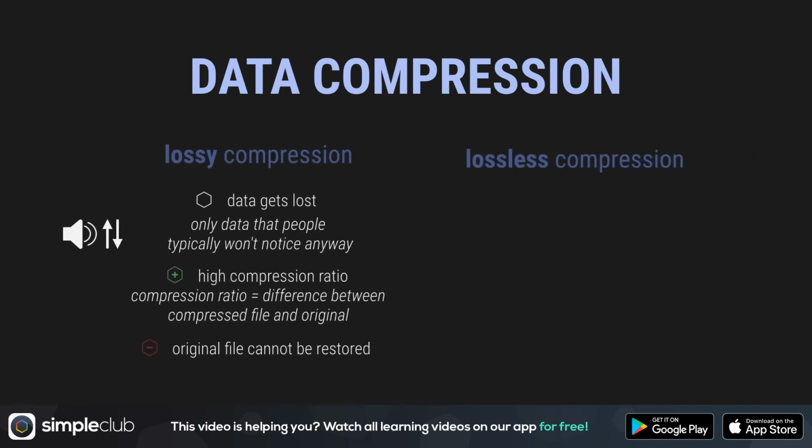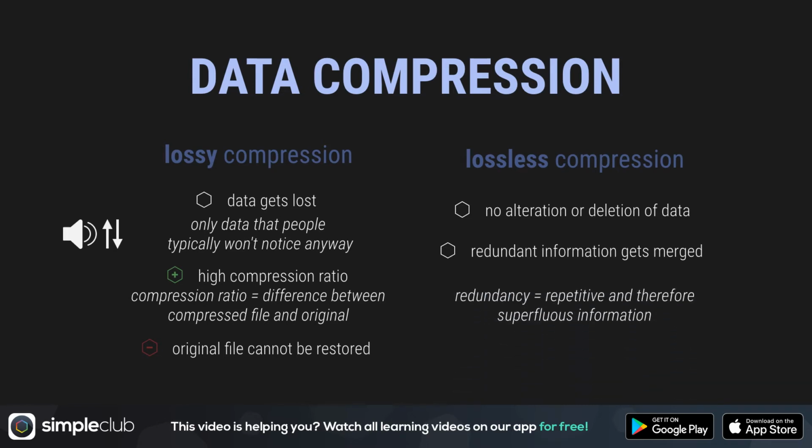Now the second class of compression methods is called lossless. In lossless compression, no data is lost or altered. It's really just a way of merging redundant information. Redundant information means data that gets repeated, meaning we can merge it all together.